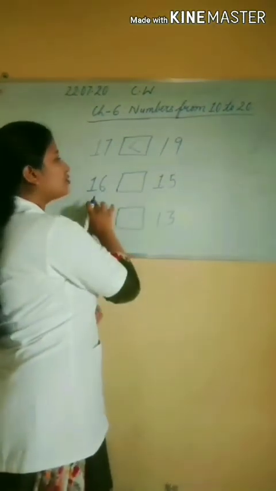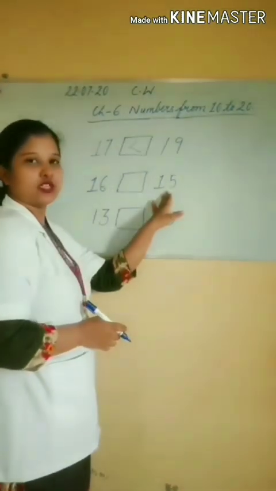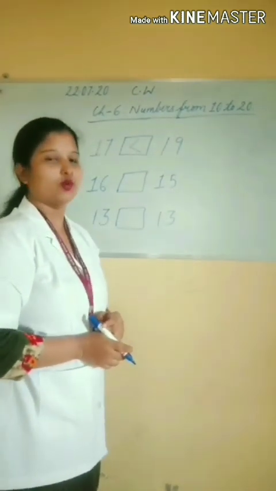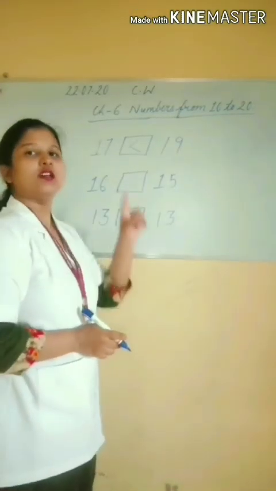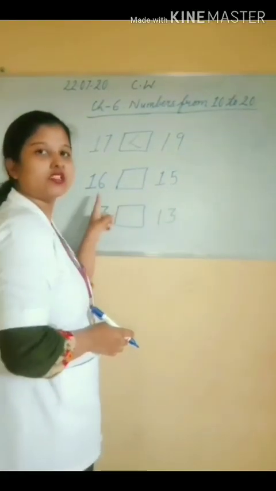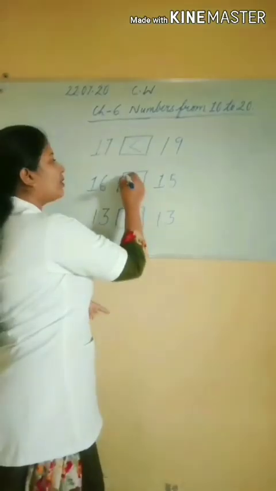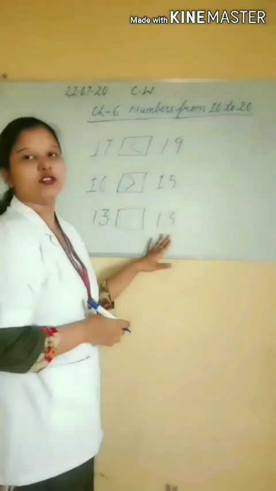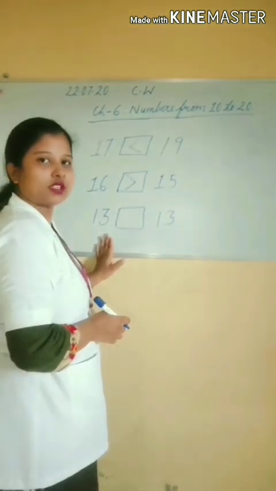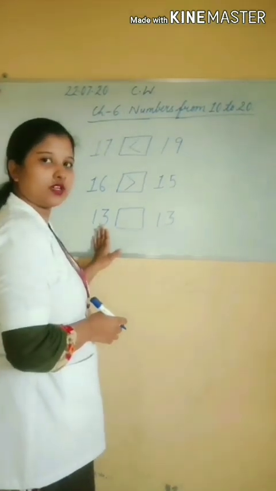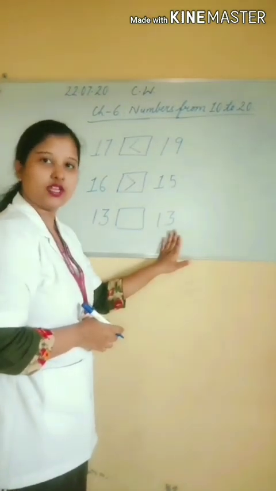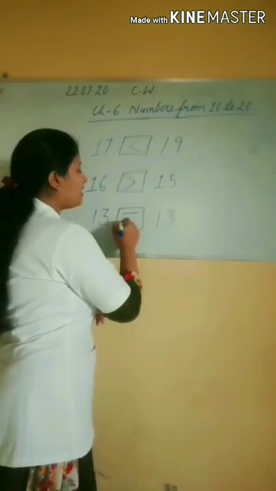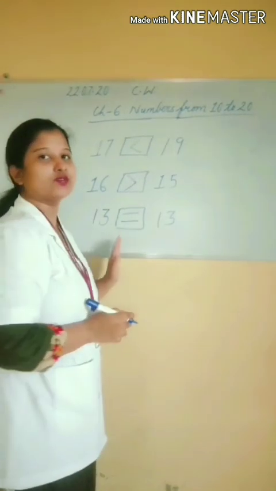Now coming to the second question. 16 and 15. 15 comes after 16. No. Very good. 15 doesn't come after 16. 16 comes after 15. That means 16 is greater than 15. We will put a greater than sign towards 16. Now coming to the third question. You can see here also it is written 13 and here also it is written 13. That means these two are equal. Very good. No one is greater and no one is smaller. These two are equal.